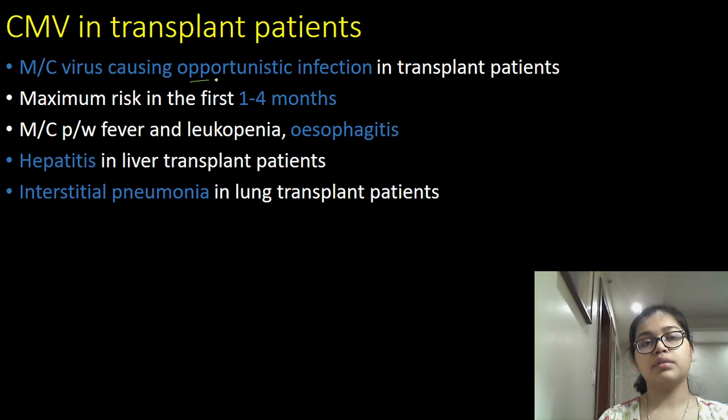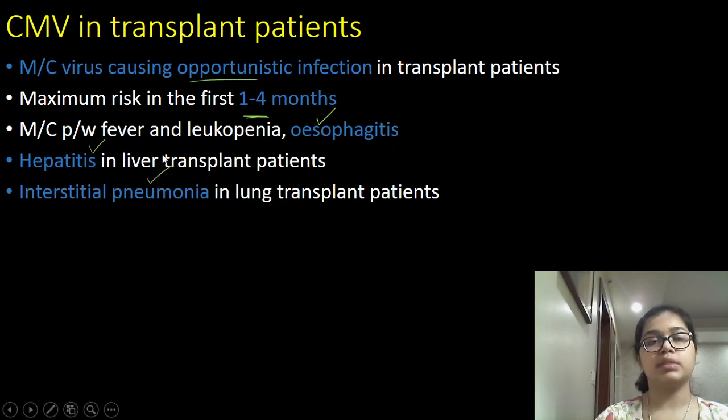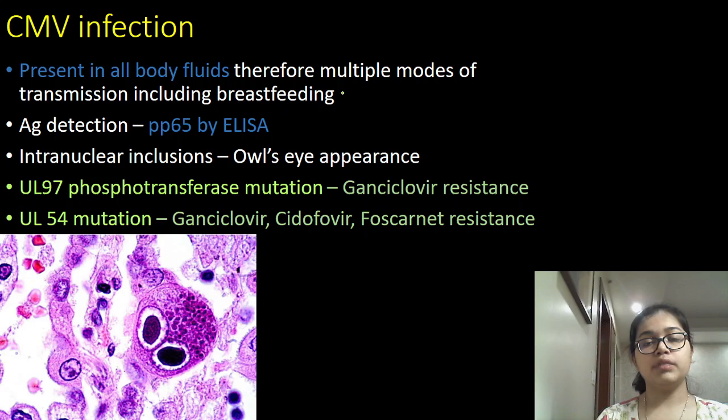CMV in transplant patients, again the most common virus causing opportunistic infection in transplant patients, maximum risk in the first 1 to 4 months. The important complications are esophagitis, hepatitis if liver transplant has occurred, interstitial pneumonia in case of lung transplant patients. CMV is present in all body fluids, so there are multiple modes of transmission, including breastfeeding.